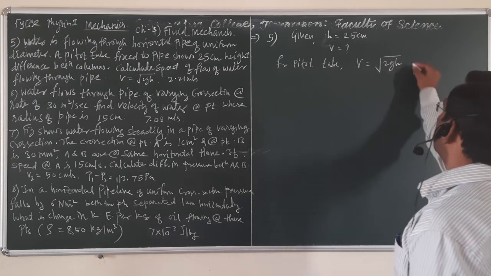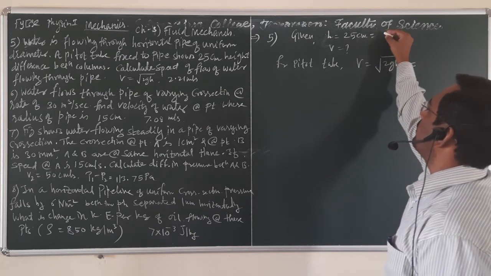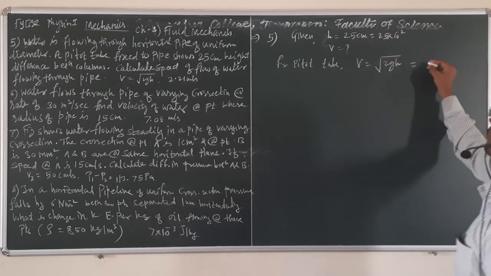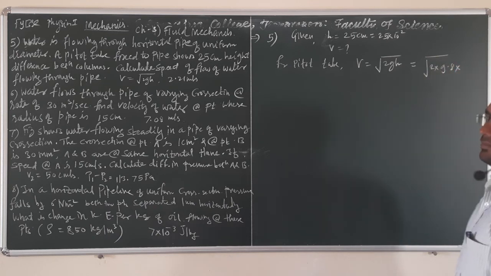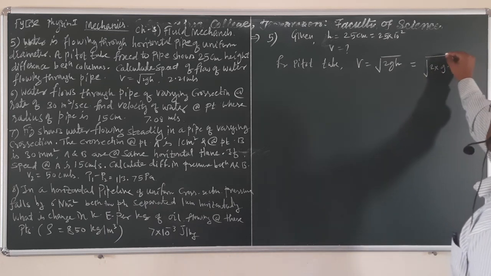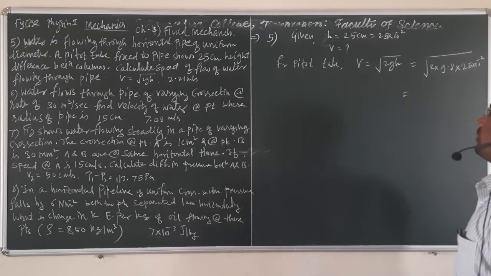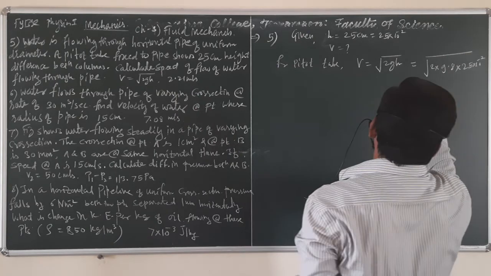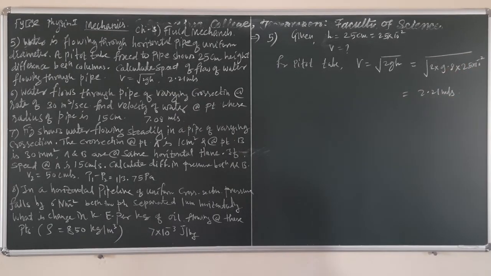Now first of all, we have to convert this 25 centimeter into meter, which is 25 into 10 raised to minus 2. So using the given values in this formula, 2 into g, which is 9.8 meter per second square, and h, which is 25 into 10 raised to minus 2. If you solve this bracket, you will get the answer 2.21 meter per second. Solve this using your calculator.